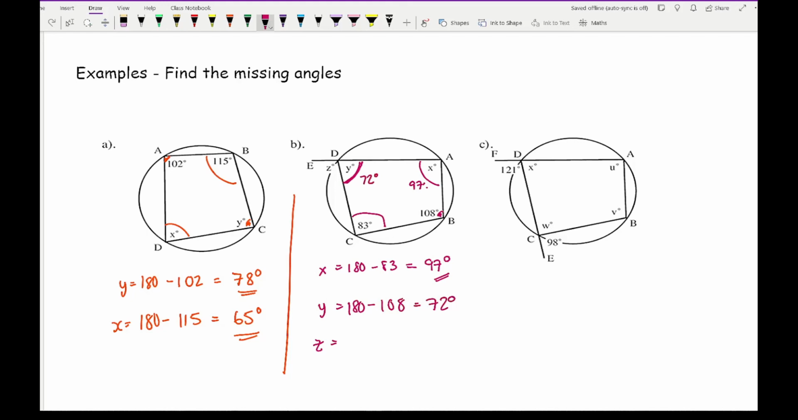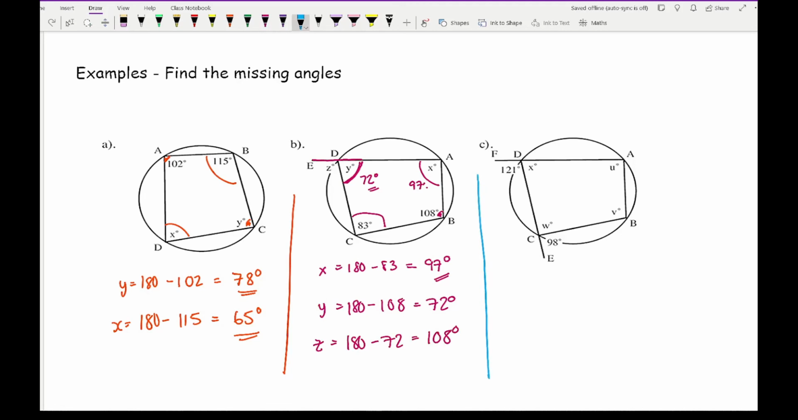Now I could also have used that angles inside any quadrilateral add up to 360. Because I know what three of the angles are, I know what angle A is, B is and C is, I could have taken that from 360 and I still should end up with the same answer. Now in terms of trying to find angle Z, that lies on a straight line with Y. So if that's 72, then Z is going to be 180 take away 72, which gives me an answer of 108.